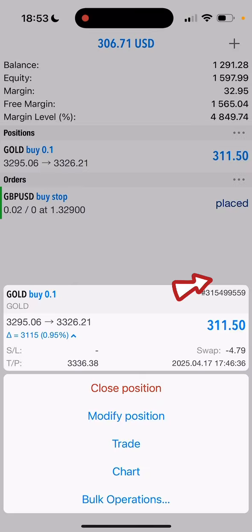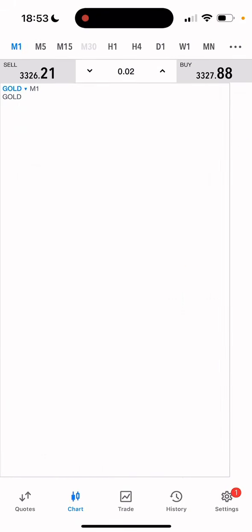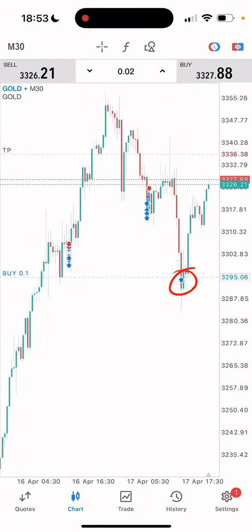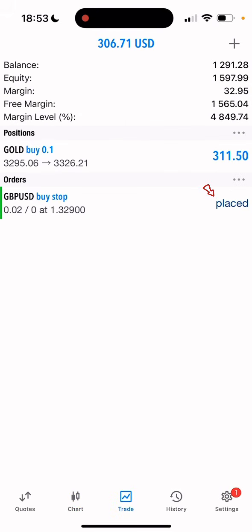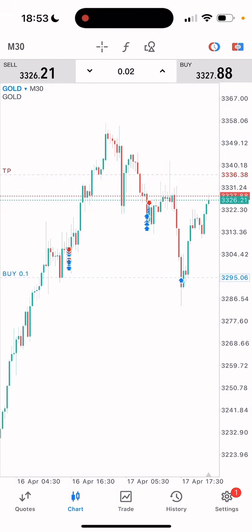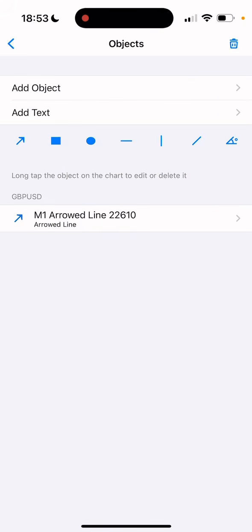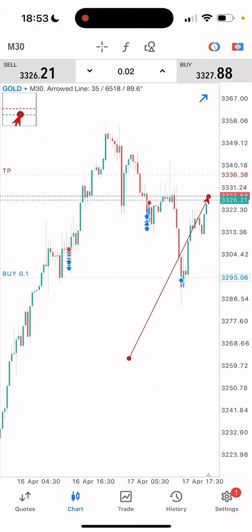So let us tap on chart and then go and look at it. Okay, so we're going to look for when I entered this trade. Do you see when I entered the trade at 3295.06? How do I know? Because the blue arrow tells me the price I entered the trade and the time at which I entered the trade. So how do I know that 3326.21 was the price that the market is at currently? Look at it. It's literally showing there 3326.21. So let me bring my arrow. I'll show you. Literally, that is it.